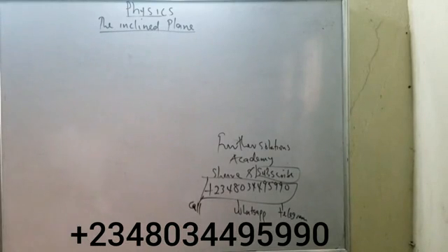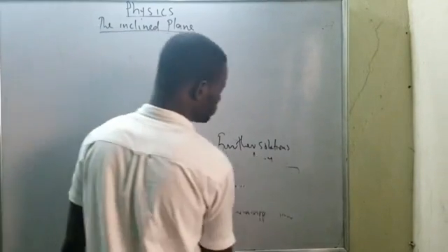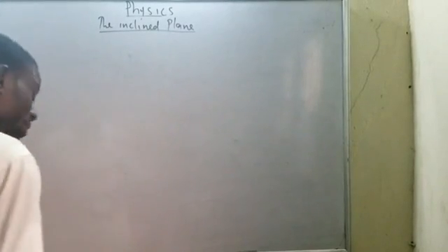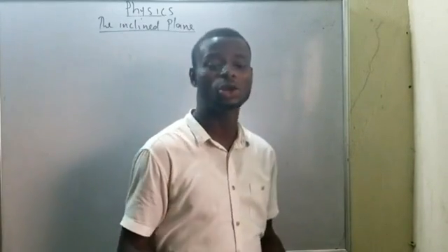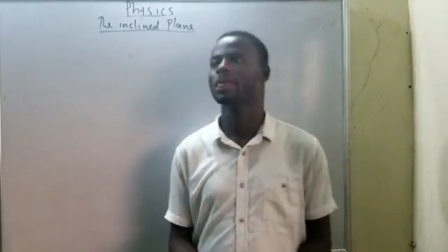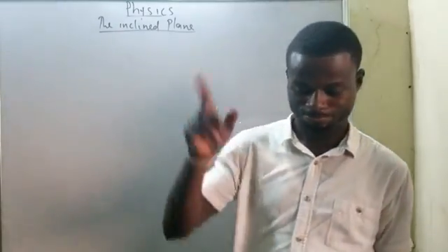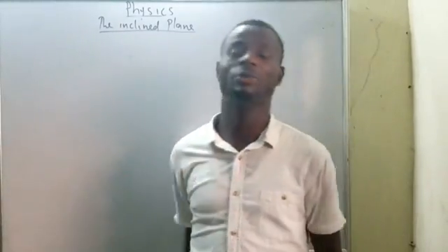Now, let's continue. I have this type of question. I want to move on to inclined plane. Before I move to the question, let me quickly explain what we understand by inclined plane. When we talk about inclined plane, this time around we'll be working with sine and cosine. Trigonometry is allowed here. It means we'll be working on a right-angle triangle, so SOHCAHTOA will be allowed.